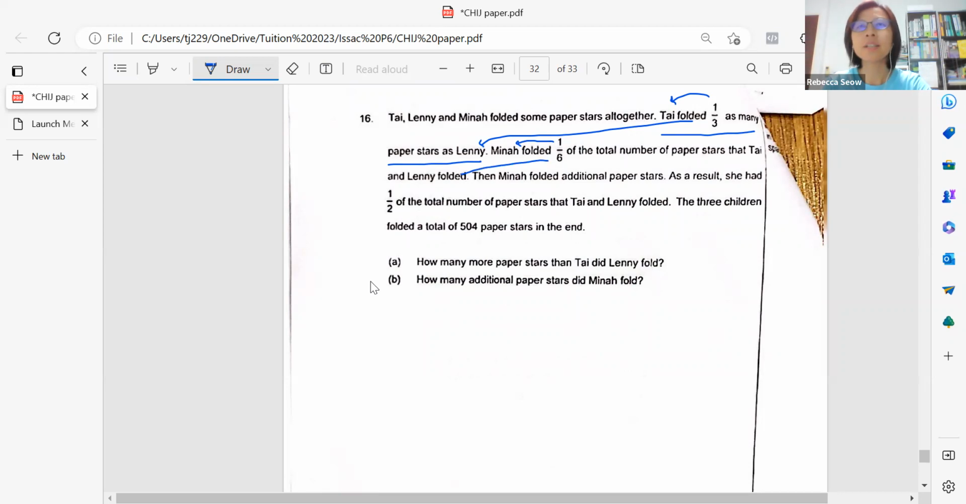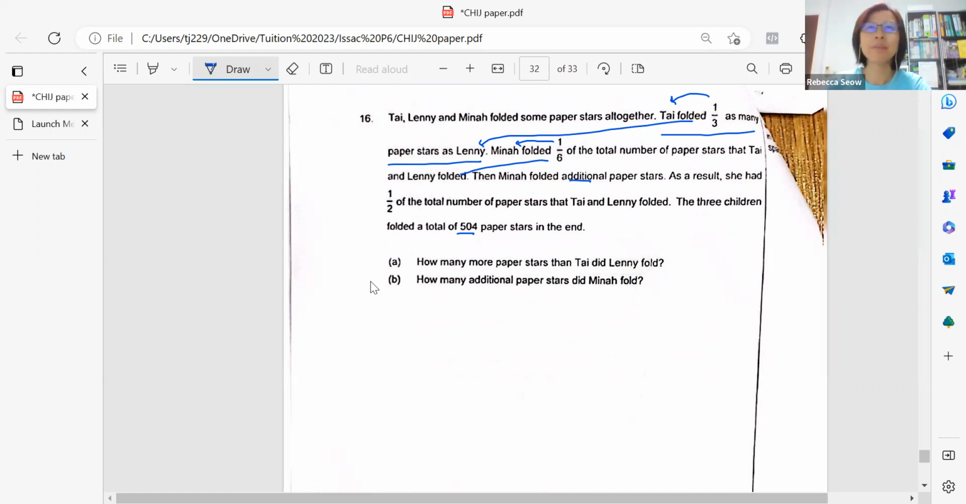Then Mina folded additional paper stars. As a result, she had half of the total number of paper stars that Ty and Lenny folded. The 3 children folded a total of 504 paper stars in the end. How many more paper stars did Ty did Lenny fold? And how many additional paper stars did Mina fold?